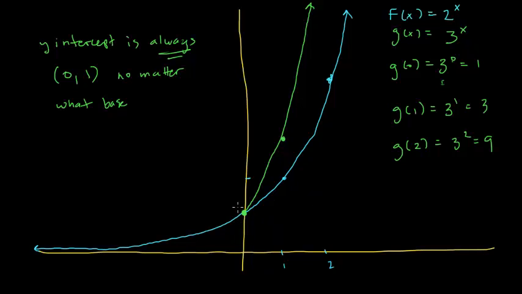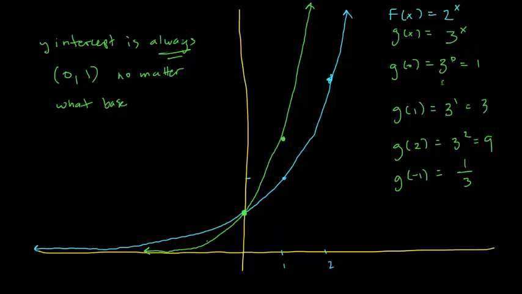Well, let's look at the other direction. Let's look at negative x values. G of negative 1 is 3 to the minus 1, which is 1 over 3. And that's smaller than 1 over 2. My function is shrinking towards 0 at a greater rate.